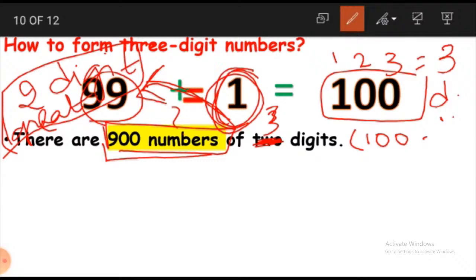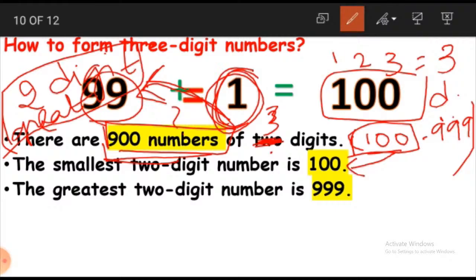100 becomes the smallest 3-digit number. What does 100 become? The smallest 3-digit number. And what does 999 become? 999 becomes the greatest 3-digit number. Okay, let us revise again.